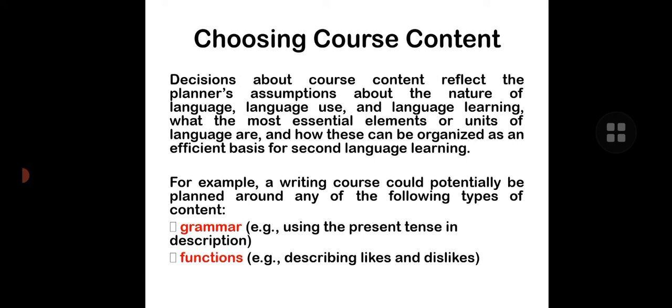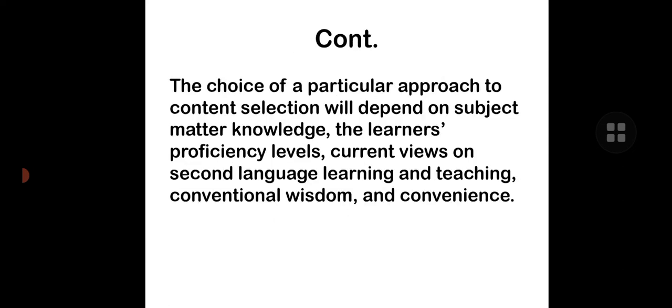So for example, our writing course could potentially be planned around any of the following types of content. First, grammar, for example, using the present tense in description. And the second is function, for example, describing likes and dislikes. The choice of a particular approach to content selection will depend on subject matter knowledge, the learner's proficiency level, current views on second language learning and teaching, conventional wisdom, and convenience.